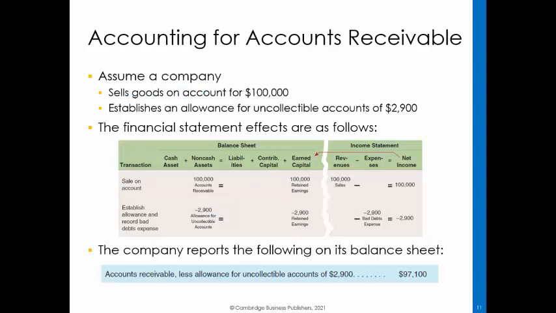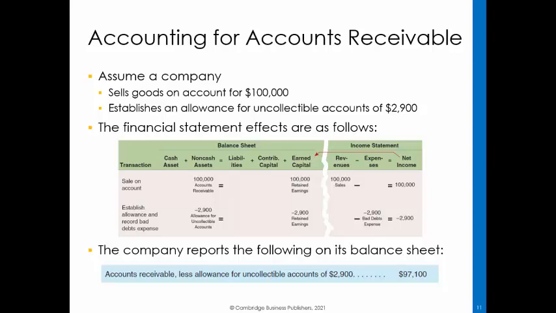To account for uncollectible amounts, companies use an allowance account similar to the ones we discussed for sales returns and other allowances. The allowance for uncollectible accounts reduces the gross receivables that are reported on the balance sheet. If we assume that a company sells goods on account for $100,000 and at the end of the accounting period estimates that $2,900 of that amount will be uncollectible, then the company would record bad debt expense that would flow through to retained earnings and an allowance for uncollectible accounts of $2,900 on the balance sheet.